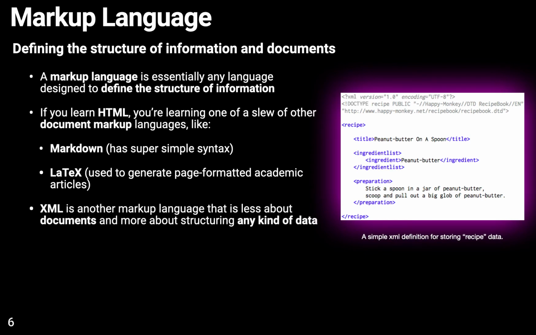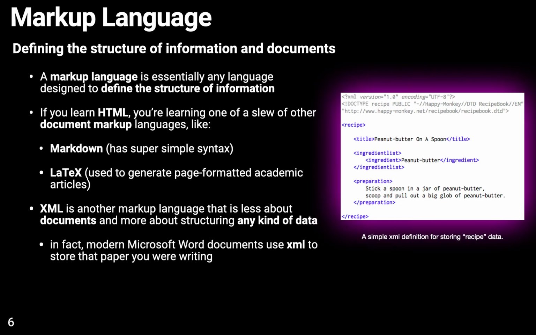Another markup language that is super useful, beyond just those specific examples, is XML. That's a little less about specifically documents. It's still a markup language, but it's about all kinds of structure of data. For example, modern Word documents use XML. That's what the x at the end of docx means. This tiny example here on the side is an XML definition of a recipe.